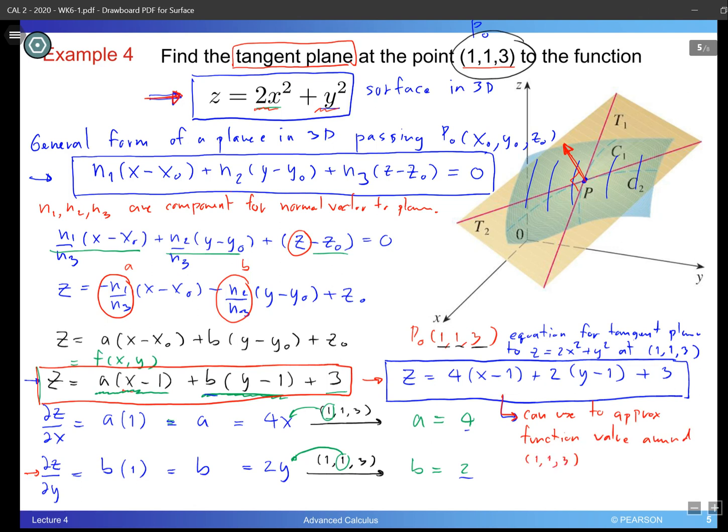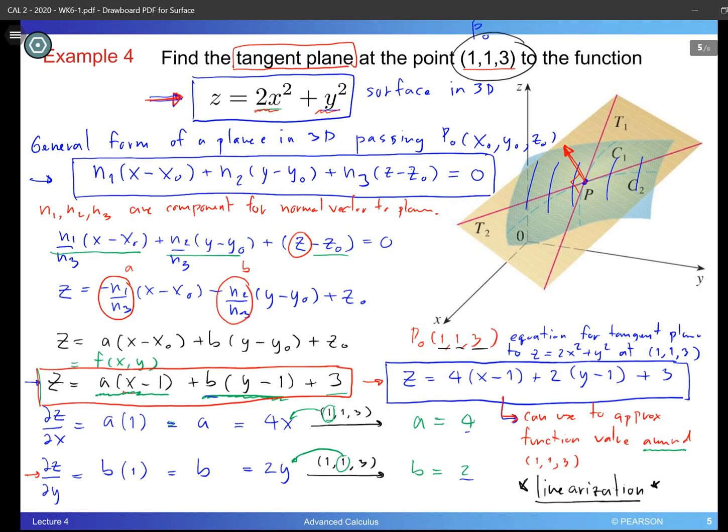We call this kind of approximation linearization. So let's make a note right here: this is linearization. And keep in mind that it has to be around, it has to be close to this point. You can't go far. If you go far, then the error is going to be big. So this is the idea of linearization: use the tangent plane to approximate the function value.